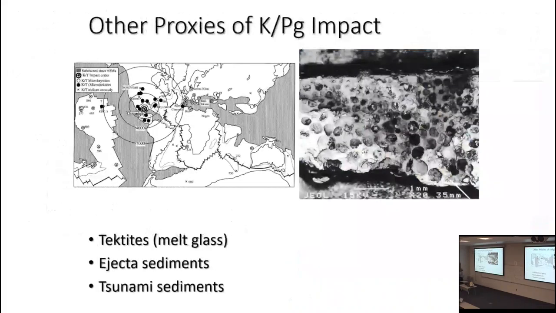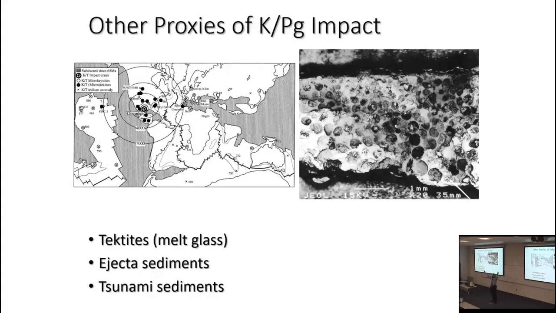There were other proxies, other lines of evidence of the impact. People found what they called tektites, or melt blasts. Tektites are commonly associated with meteoritic impacts. What they represent is material that's been blasted out of the ground, that went up high into the atmosphere, or outside the atmosphere, and re-entered. And as you know, the stuff re-entering melts on the way down, or heats up. In this case, it melts.